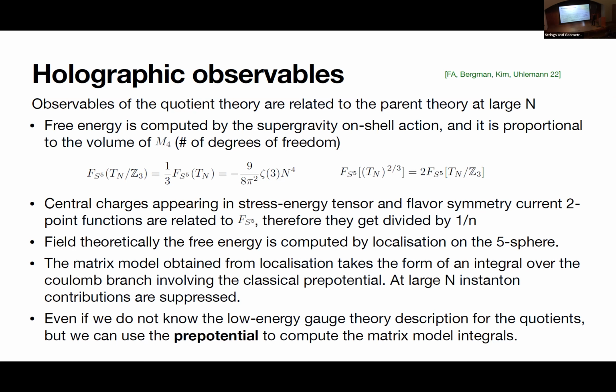So even if we don't know the low energy gauge theory description of these theories, we can use the fact that we know the prepotential, because the prepotential is the quotient of the parent theory. And so we can match the free energy computed holographically, which is the volume of M4, or the supergravity on-shell action, with the leading order QFT computation using this quotient prepotential. And indeed, this matches, giving us a good test for this solution to be dual to 5D SCFTs.